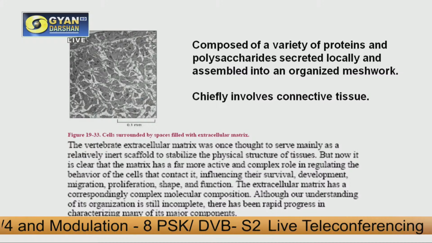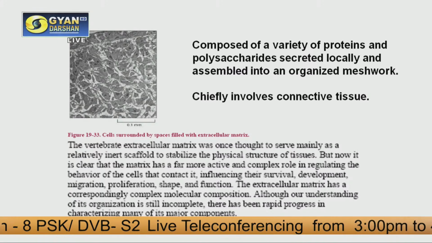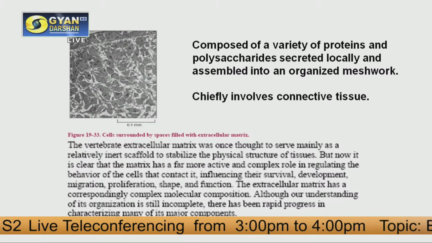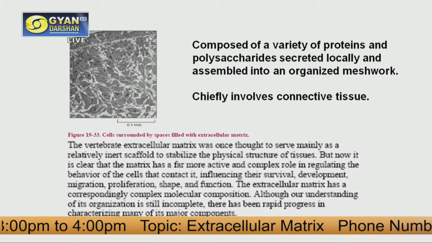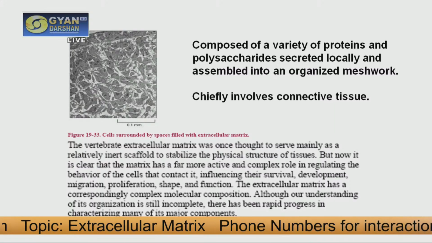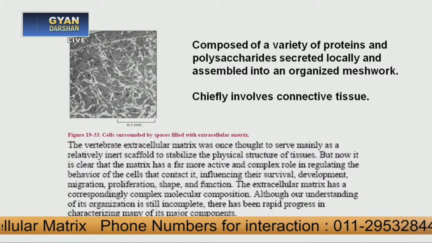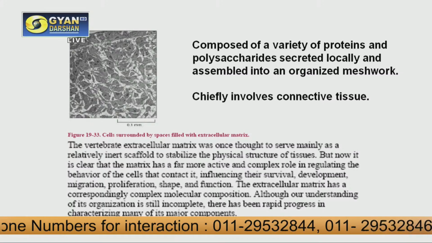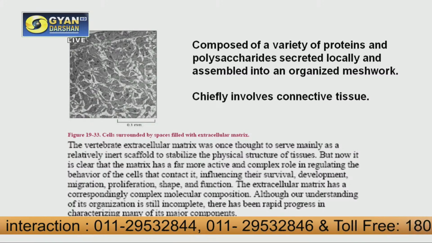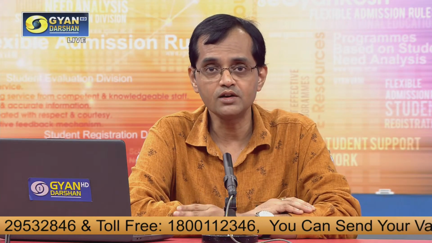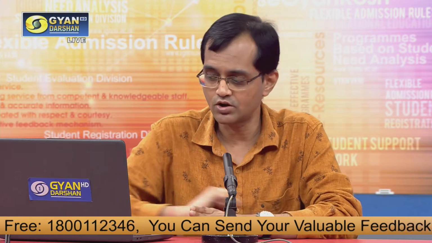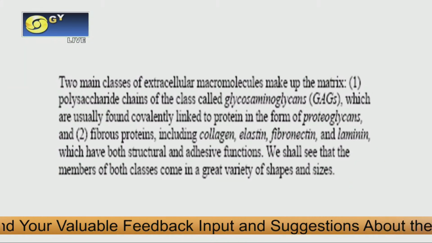The vertebrate extracellular matrix was once thought to serve as a scaffold. That means initially it was thought that it just plays a role in maintaining the structure. But now it has been shown that it has a more active and complex role in regulating the behavior of the cells: regulating the survival, development, migration, proliferation, shape and function of a cell. So it has a tremendous role to play with regard to the functioning of a cell, not only the structure but also the function.